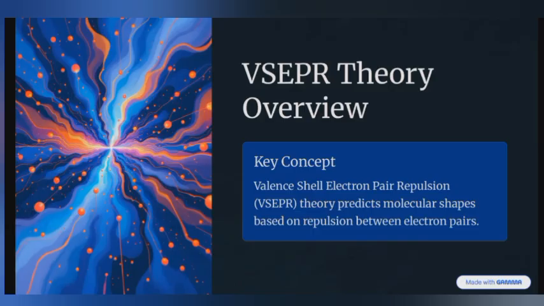I think this was one of the interesting topics I had during my undergraduate days. It is called valence shell electron pair repulsion theory, and the theory tries to predict the molecular shape of species. We'll see how these things can predict.